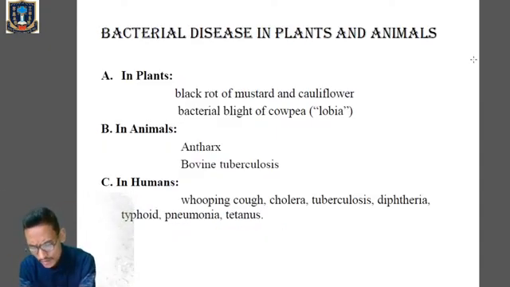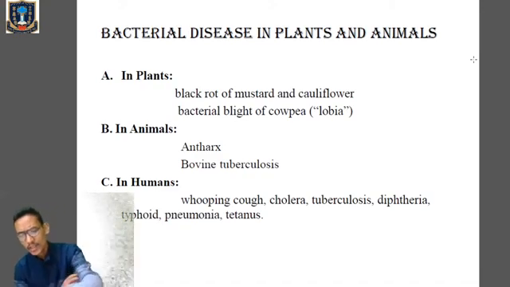Next one is bacterial disease in plants and animals. This is also one of the harmful roles of bacteria, because it causes different types of diseases in plants and animals. In plants, it causes diseases like black rot of mustard and cauliflower, and bacterial blight of cowpea. In animals, it causes anthrax, where there is swelling of the body and reduced milk yield. Then bovine tuberculosis, where the lungs are affected and there is a dry husky cough. In humans, there are whooping cough, cholera, tuberculosis, diphtheria, typhoid, tetanus, and pneumonia. We have dealt with these diseases in chapter 18 already, which is not in the syllabus now, as it has been removed.